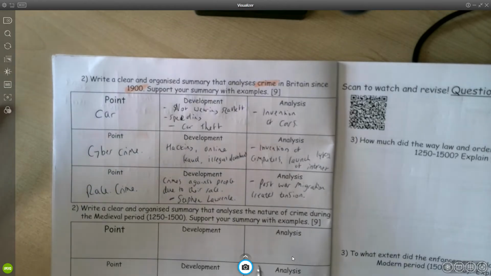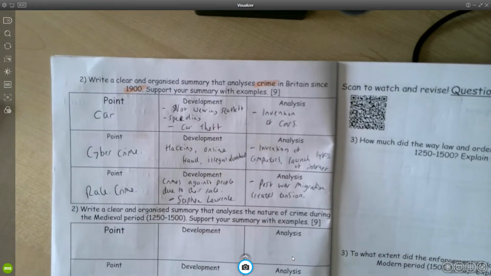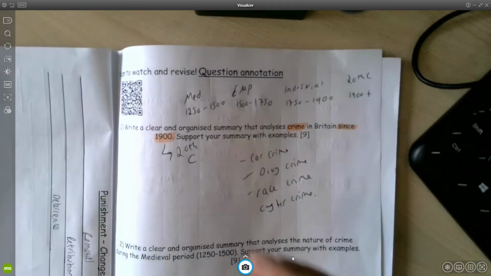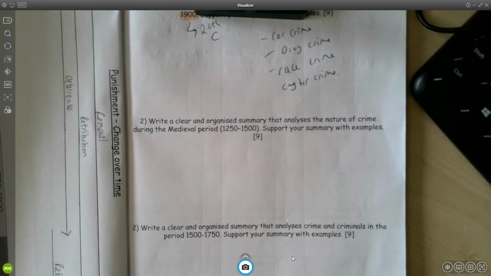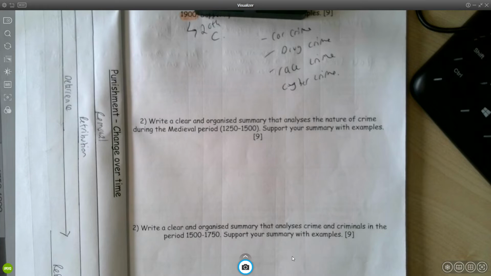Now, all of the history staff have said, although this is a virtual session, if you do want to write out any of these paragraphs or any full questions, you can email them over, send them on Teams, and we are more than happy to give you feedback and mark them for you. Let's have a go at the next one. So again, I want you to pause, highlight, and annotate.